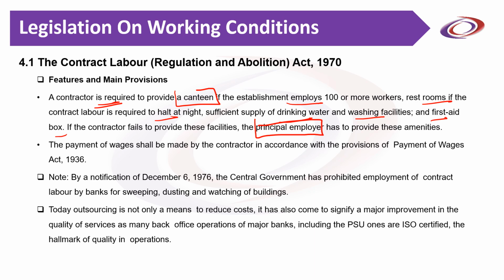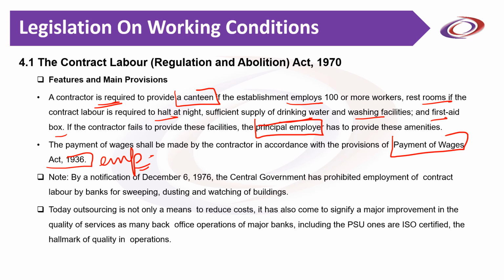Then the payment of wages shall be made by the contractor in accordance with the provisions of the Payment of Wages Act 1936. We'll be discussing this act in the further slides. It is the responsibility of the principal employer here to pay the unpaid wages if the contractor fails to pay.